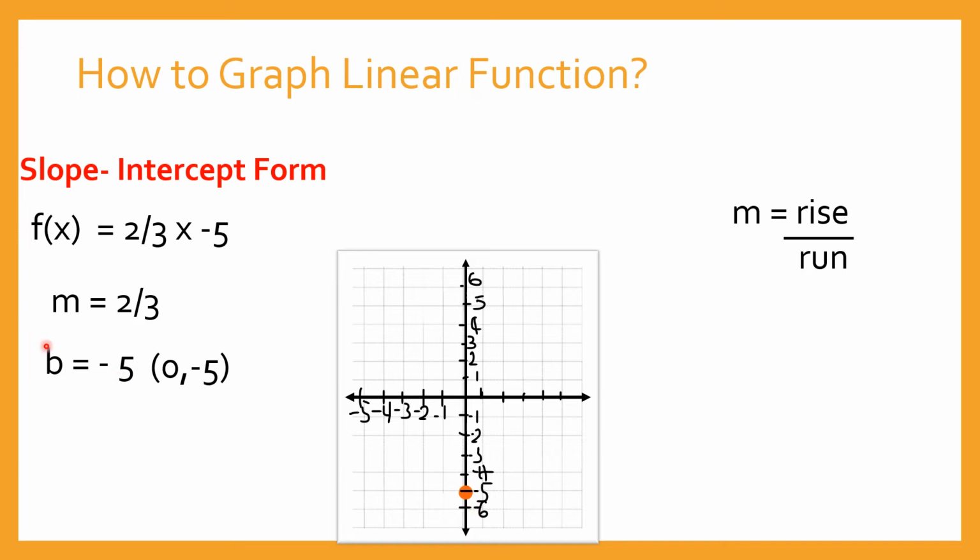And then the slope: the rise is 2, going up 2 units. And the run is 3, meaning going to the right because this is positive, 3 units. So count 1, 2, and then to the right, 1, 2, 3. So that's the second point.